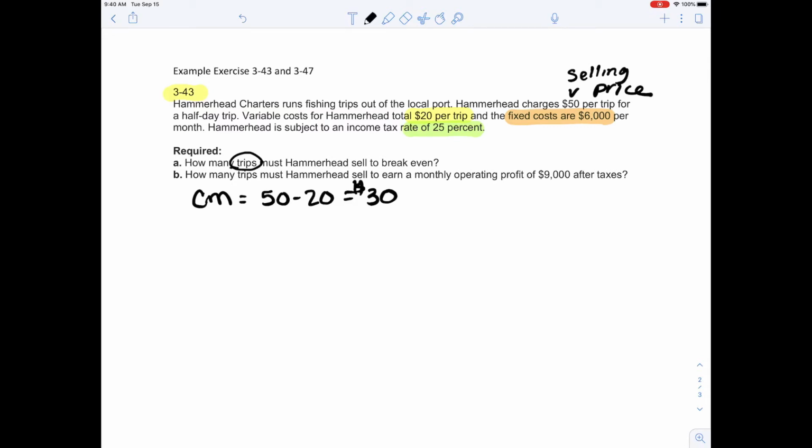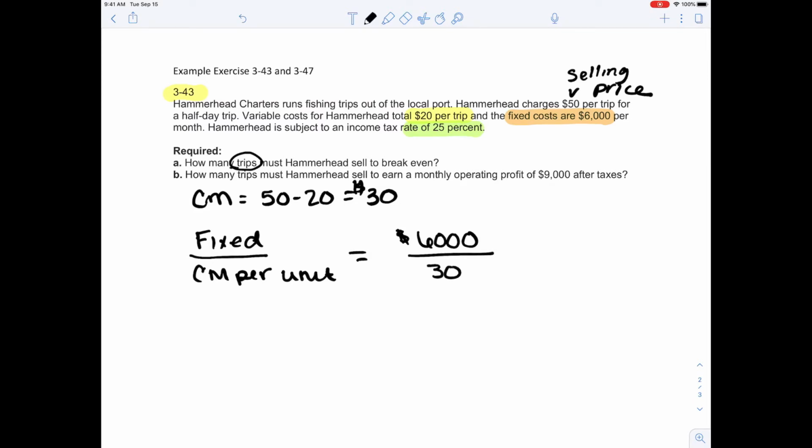So to find that break-even point, I'm going to take my fixed cost and divide by my contribution margin per unit. So my fixed costs are $6,000. My contribution margin per unit is 30, which means I would need to sell 200 trips to break even.